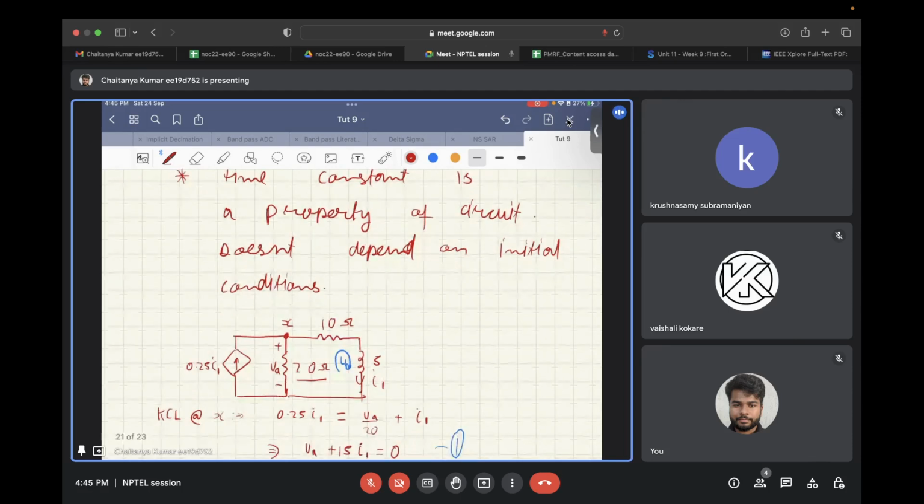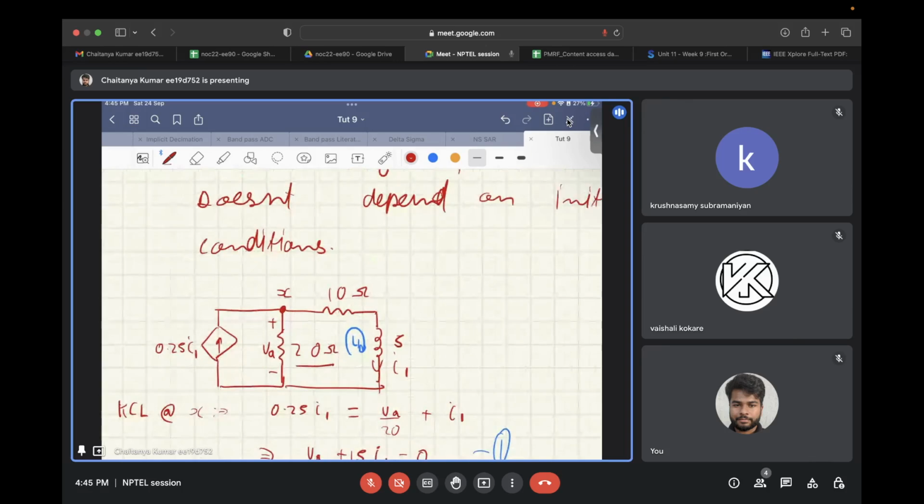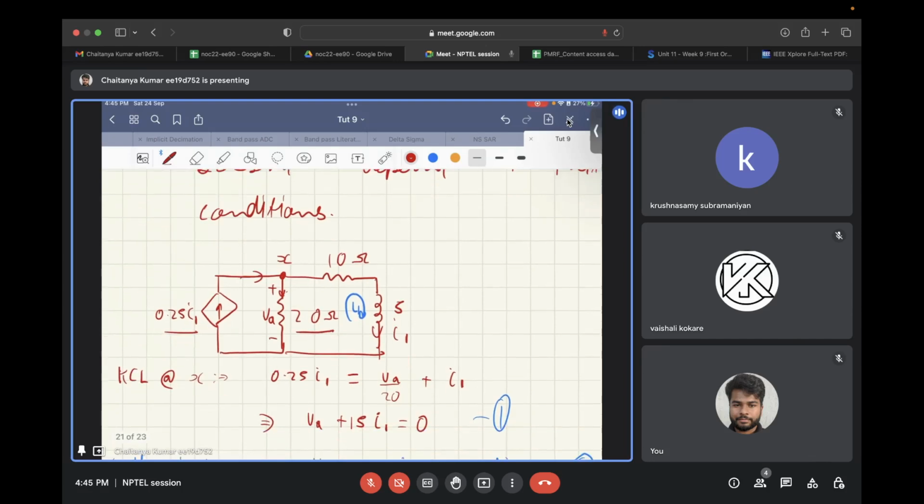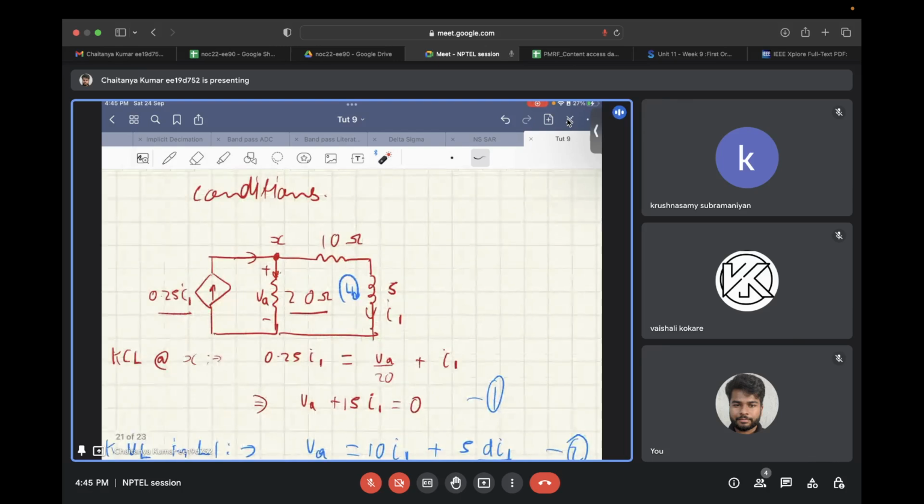Let's consider the KCL at node X. At node X, 0.25 times I1 current is flowing into the node, and VA by 20 is flowing through this 20 ohm resistor, flowing out of the node. The current through the inductor is considered as I1, which is again flowing out of the node. So 0.25 times I1 is equal to VA by 20 plus I1. This is the KCL equation at node X, and on rearranging it, you get VA plus 15 I1 is equal to 0. Consider this as equation number 1.